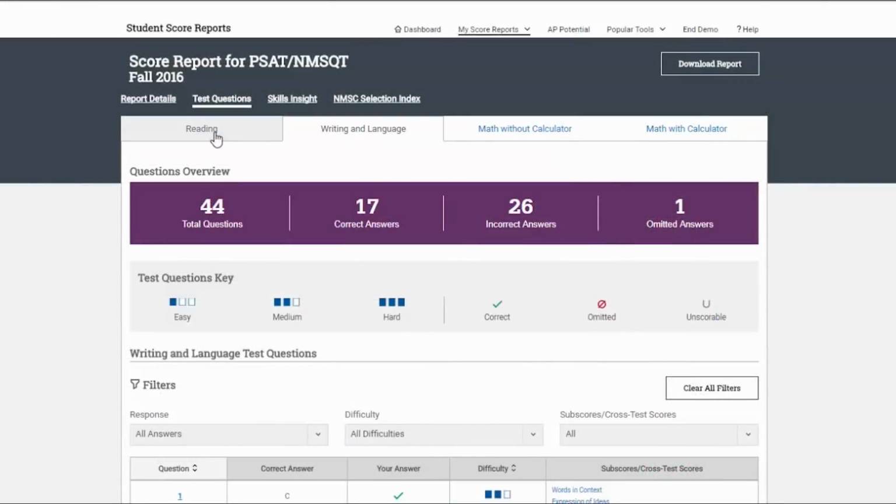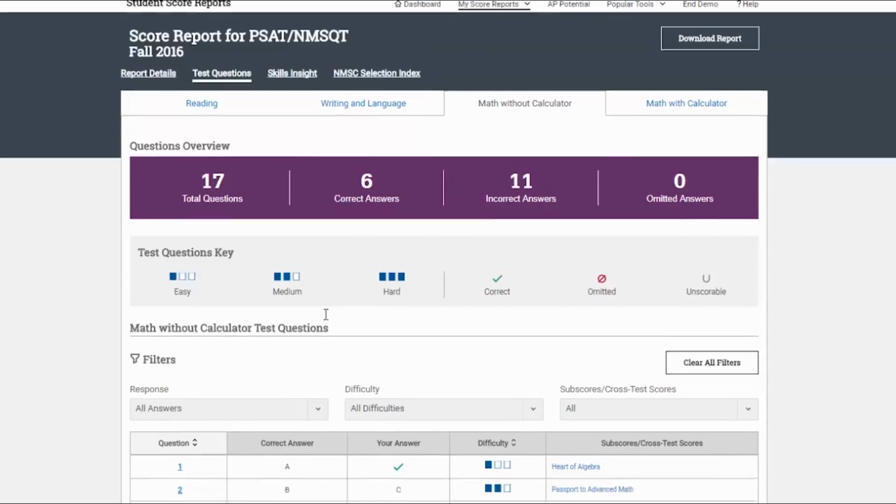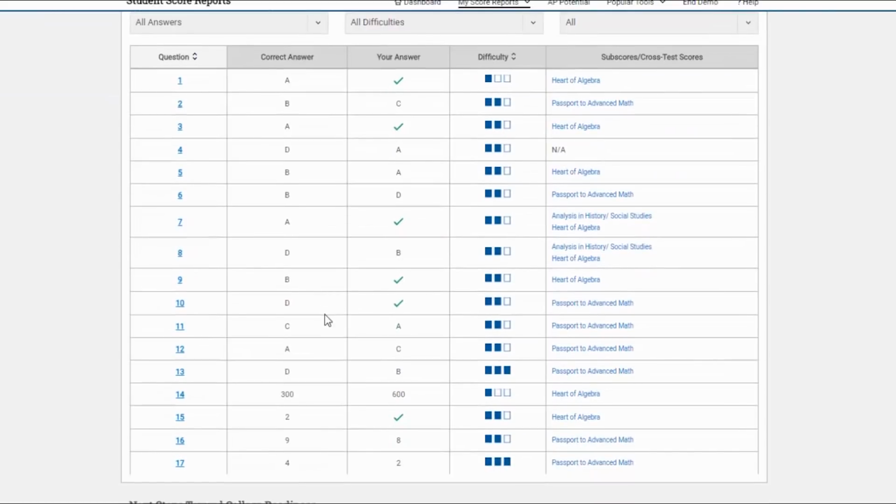In this section, you'll see 4 tabs at the top of the screen: Reading, Writing and Language, Math Without Calculator, and Math with Calculator. We're going to look at the Math Without Calculator section. You'll see the total number of questions, correct answers, and incorrect answers. A little further down, you'll see the questions that were answered incorrectly.